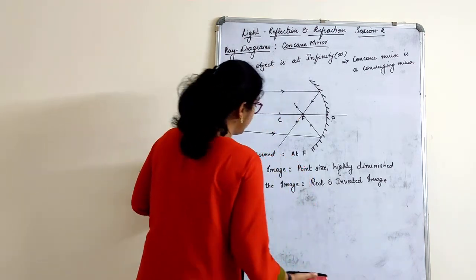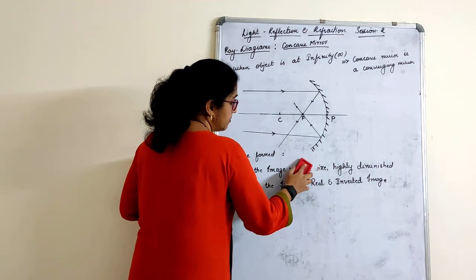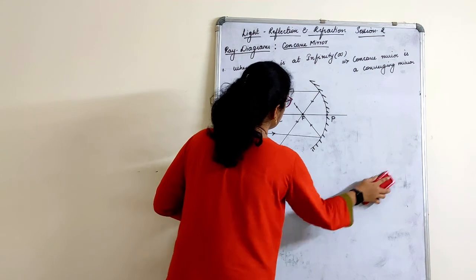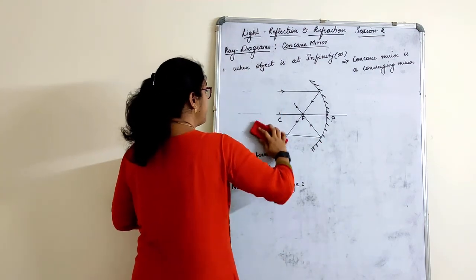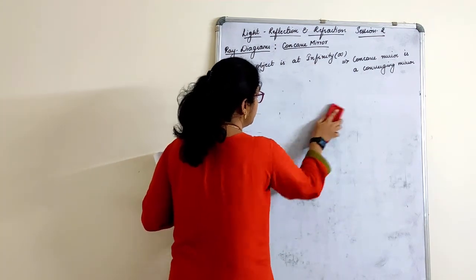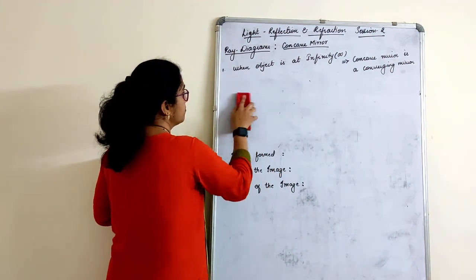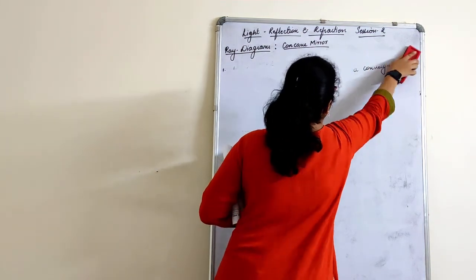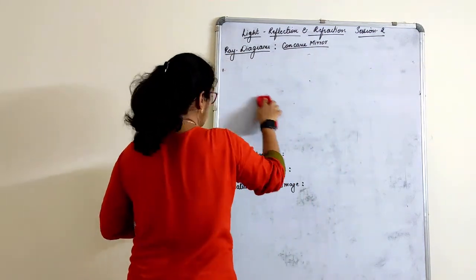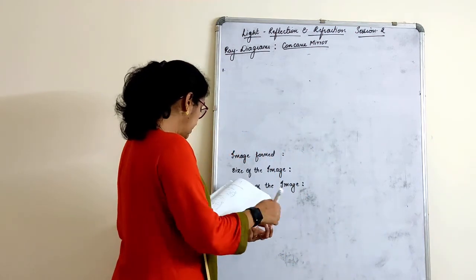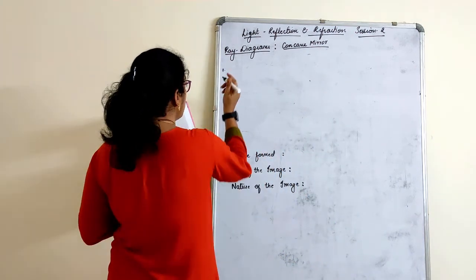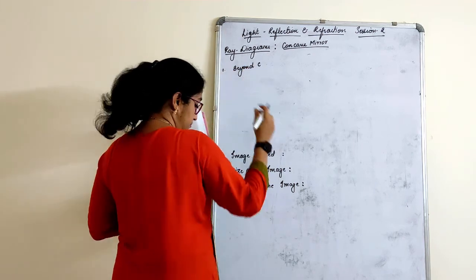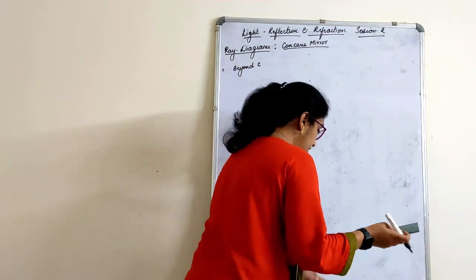So let's move on to the next one. I will rub out this part because anyhow we have to write it for the others also. Yes, of course I will rub everything here because it is required. So the next one, let us see where the object is kept. Second ray diagram, the object is kept beyond C. Let's draw the ray diagram here.